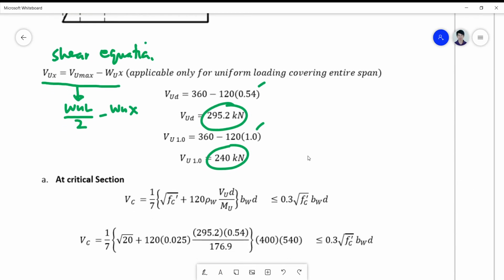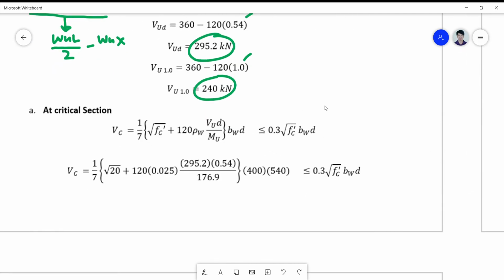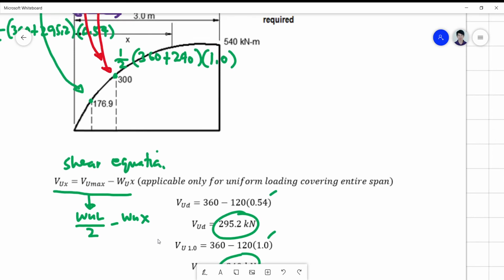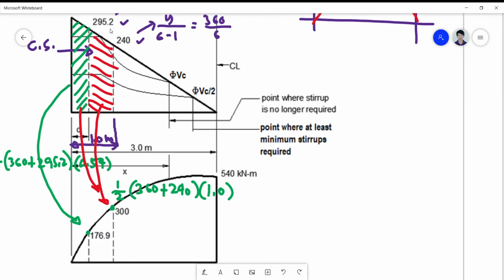For your letter A requirement, we now solve for your critical section for shear using this formula. You just substitute the value 1 over 7 square root of 20, then 120 times rho W, which is computed above. And then VU at D distance is 295.2, times D, which is 0.54, divided by 176.9. So these are the pairs of moment that you need: 295.2, the first pair, and 176.9, the second pair.